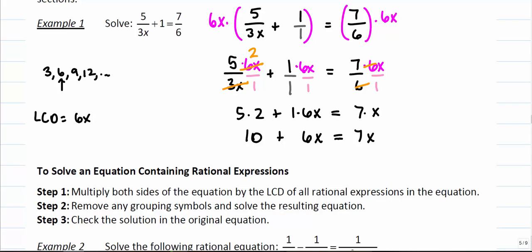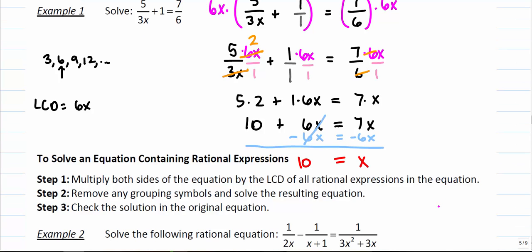So in order to get x by itself on this particular problem, I would subtract 6x from both sides, because that's going to zero out here, and it's going to leave me with 10 equals x. And again, remember that's a 1x here, but we just don't write it. And so that would be my solution on a problem like that. So that's what these steps basically say.